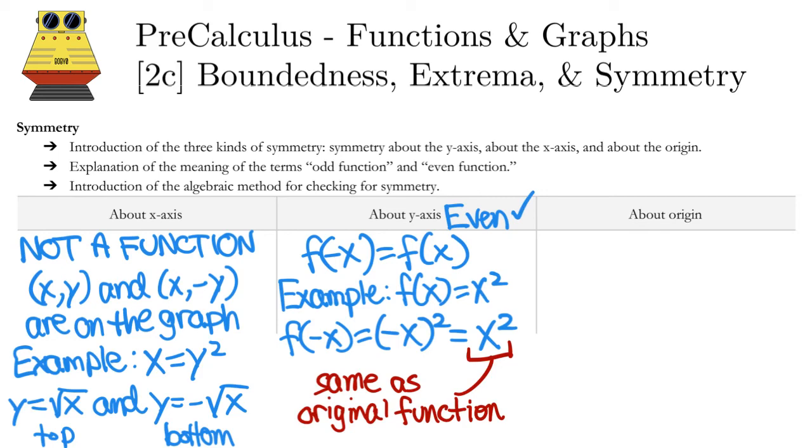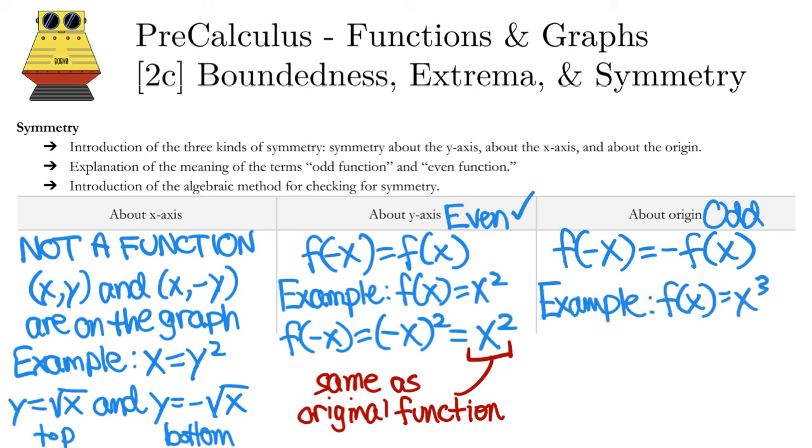When a function is symmetric about the origin, we say that that function is odd. We can confirm that a function is odd by showing that f of negative x is equal to negative f of x. Meaning, if we plug negative x into the function and we get the same function, just negative, every term is the opposite of the original sign, then it's odd. But let me show you what I mean.